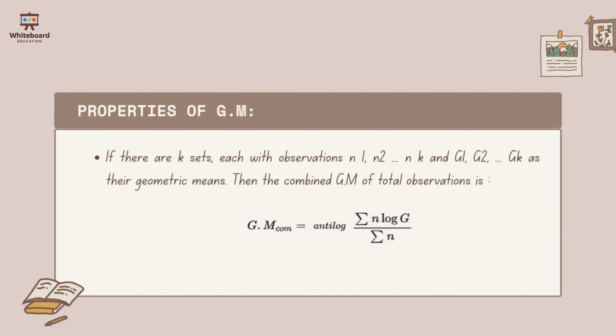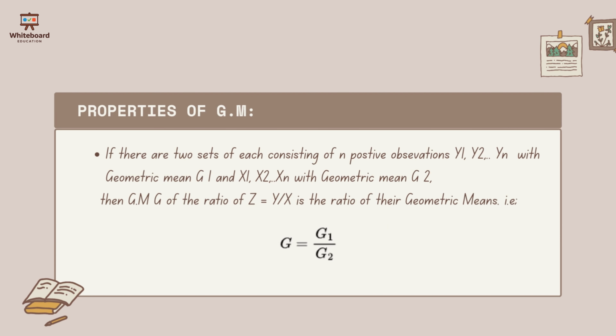Next, if there are two sets, each consisting of n positive observations y1, y2 till yn with geometric mean g1, and x1, x2 till xn with geometric mean g2, then the G.M of the ratio z equals y over x is the ratio of their geometric means. I.e., g equals g1 over g2.